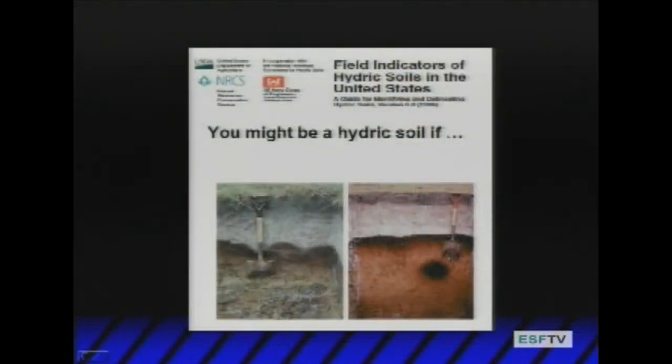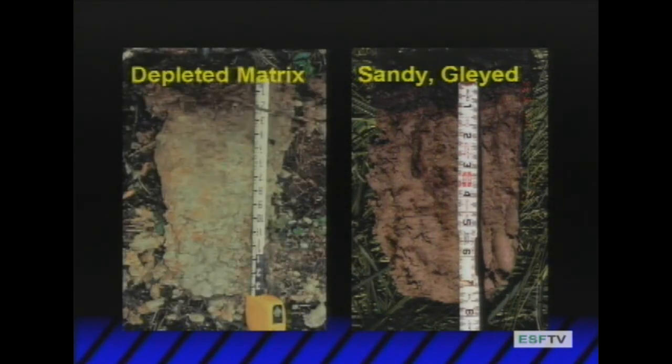And that's the redneck version. There's sandy gleyed and depleted matrix. Here's the removal of iron and depletion. It's reduced iron.